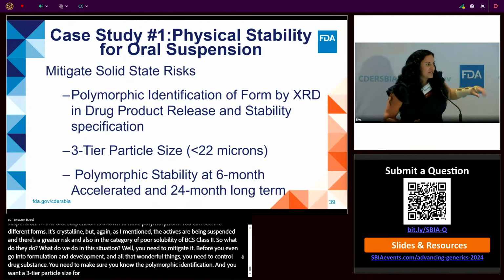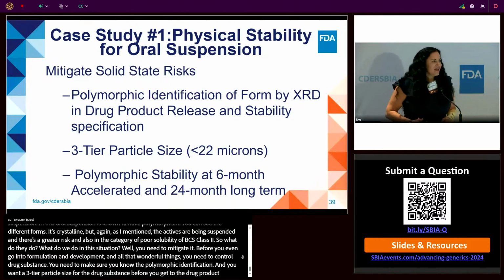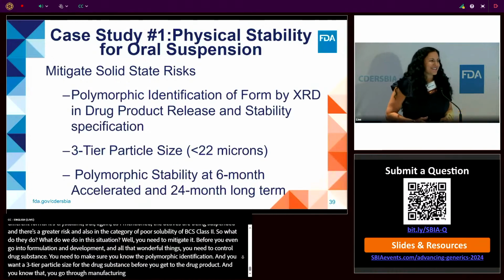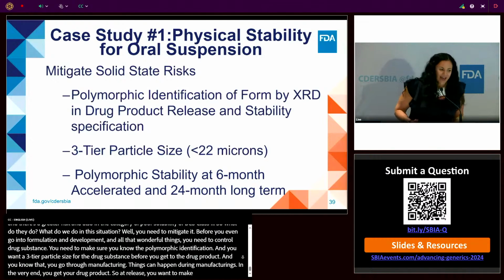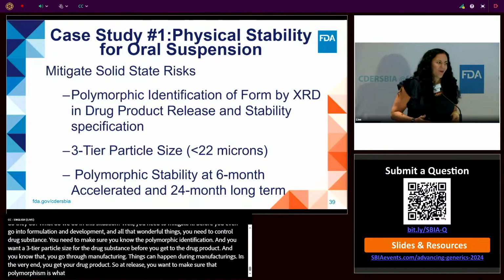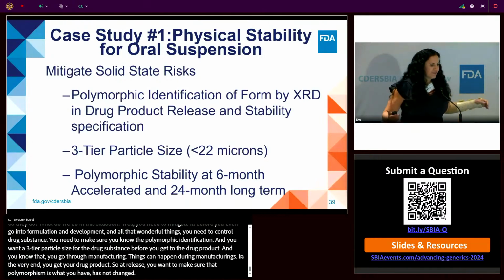Then, once you know that, you go through manufacturing. Things can happen during manufacturing. In the very end, you get your drug product. So at release, you want to make sure that that polymorphism is what you have. It has not changed. But also, over the shelf life, you want to make sure that it remains in that form.